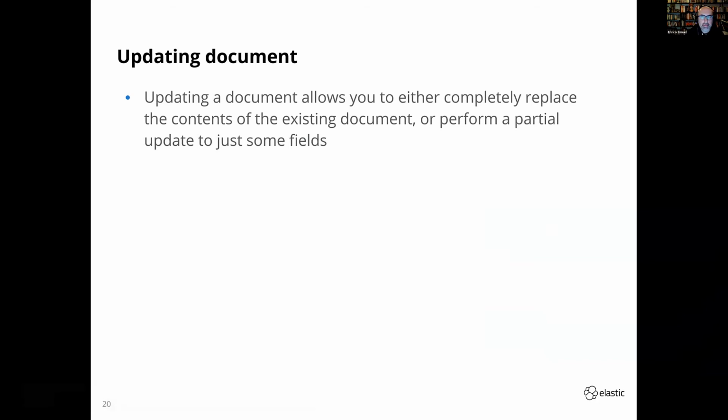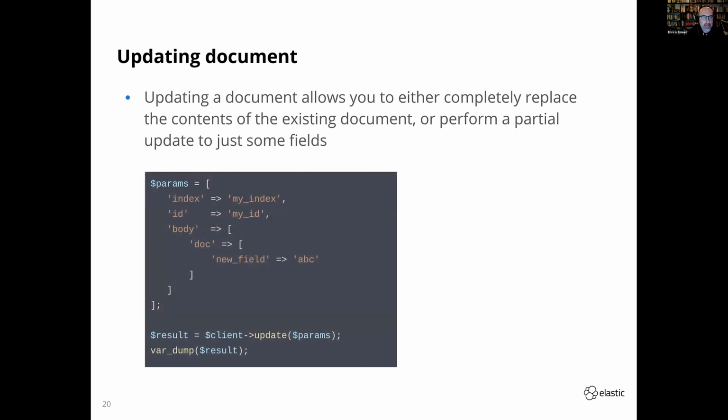Let's have a look at the update, how to update documents. Basically, when updating documents, you can completely replace the content of an existing document, or even perform a partial update to some fields. For instance, here I am adding a new field inside the previous example of my index with my document ID. I need to specify the body. The doc is the document, basically, and I'm adding the new field with the value ABC.